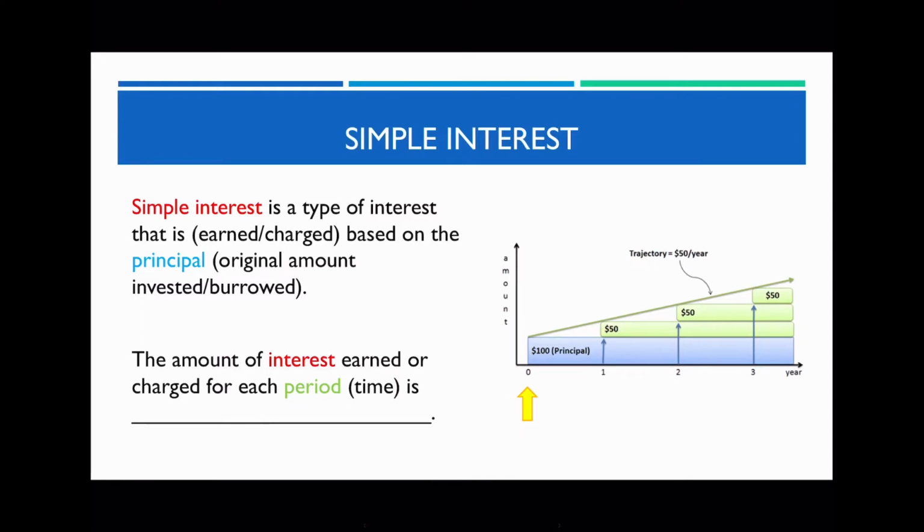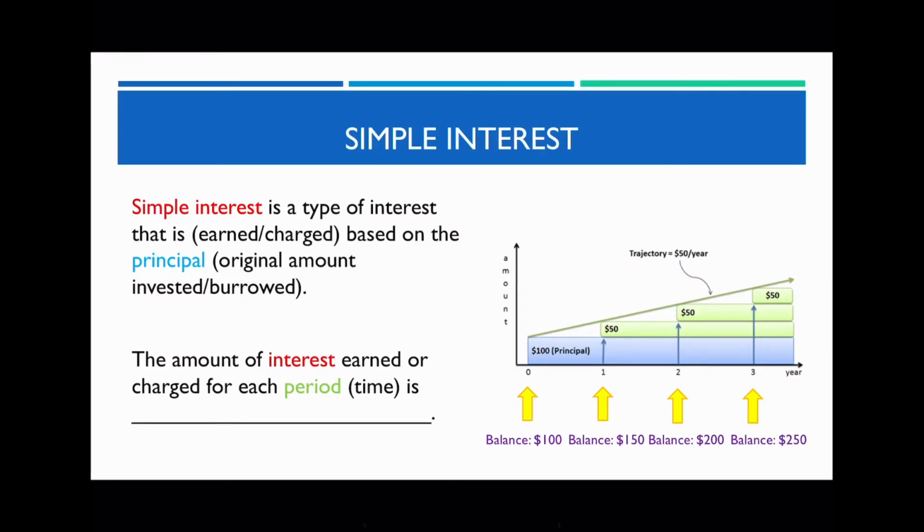So if you look at the diagram on the right, notice that you initially have $100 in your savings account. So that's your principal over here. Notice that for each year, you're going to be earning the exact same rate. In this example, you started off with $100, but by the end of the first year, you now have $150. By the end of the second year, you've earned an extra $50 worth of interest. Therefore, you're going to have $200 and so forth.